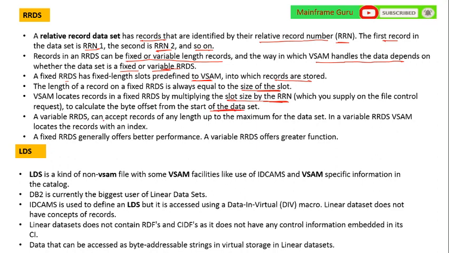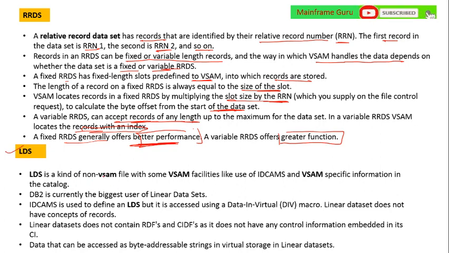A variable RRDS can accept records of any length up to the maximum for the dataset. In a variable RRDS, VSAM locates the records with an index. A fixed RRDS generally offers better performance, while a variable RRDS offers greater functions. And what about LDS?